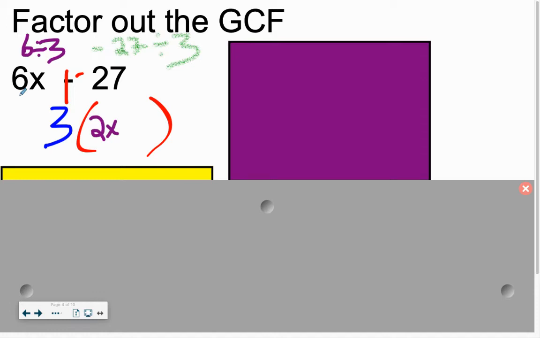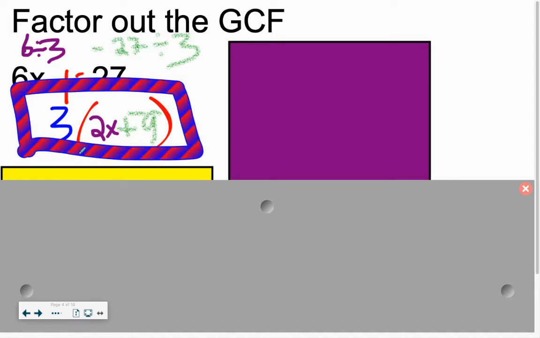But we're going to factor out. We're pulling out. We're taking that 27, that negative 27, and dividing it by our factor out here, our GCF. And that's where we come up with this negative 9. And that's it. That's what we're doing. So you can box that on up. That is the answer.